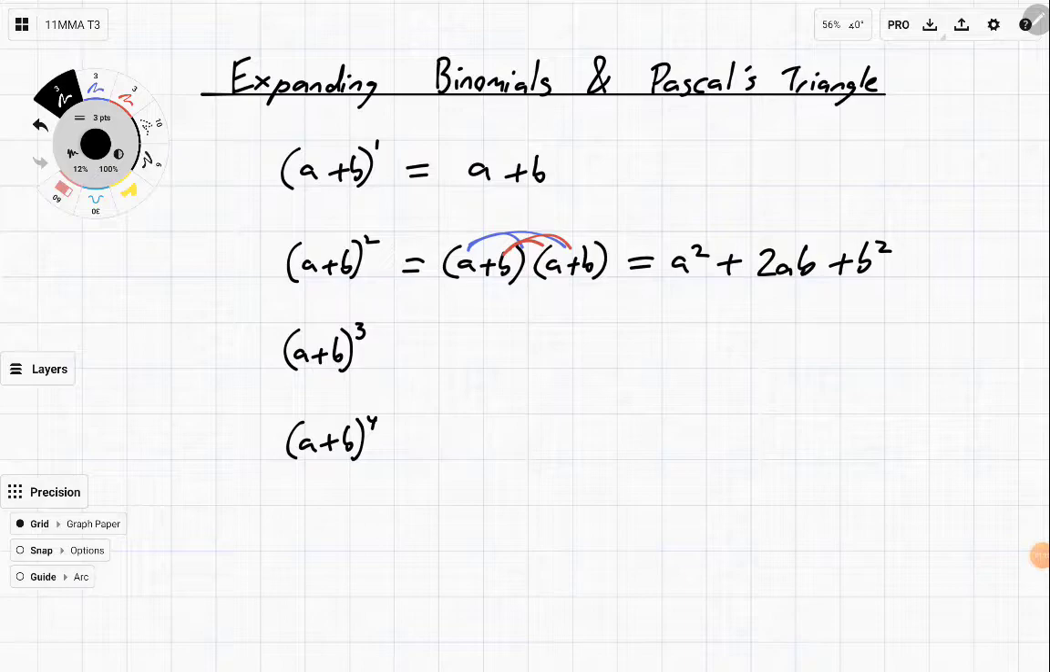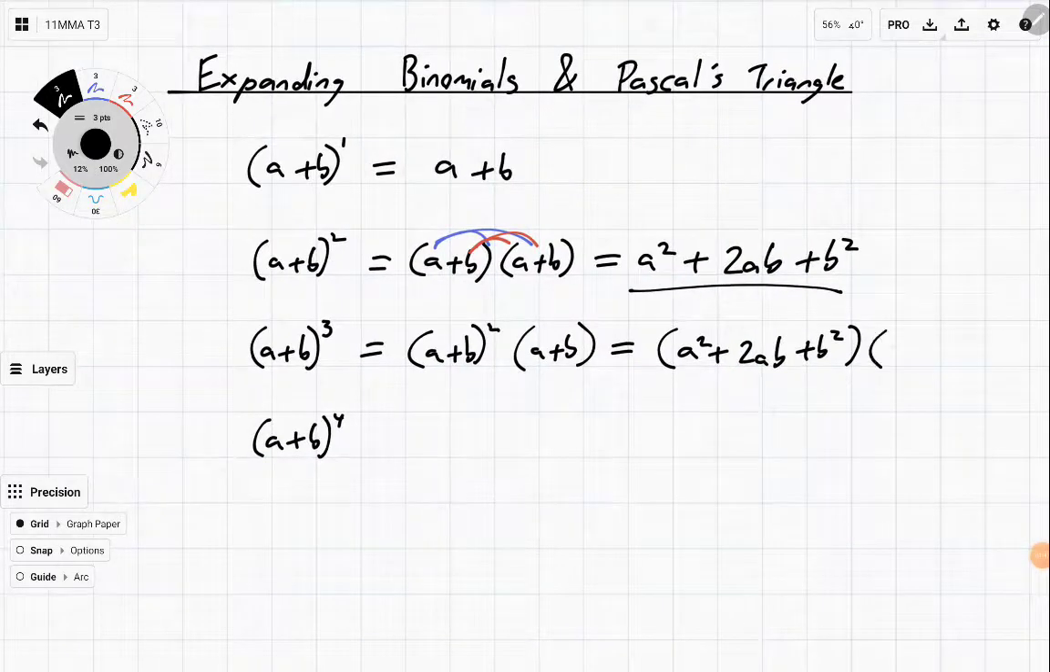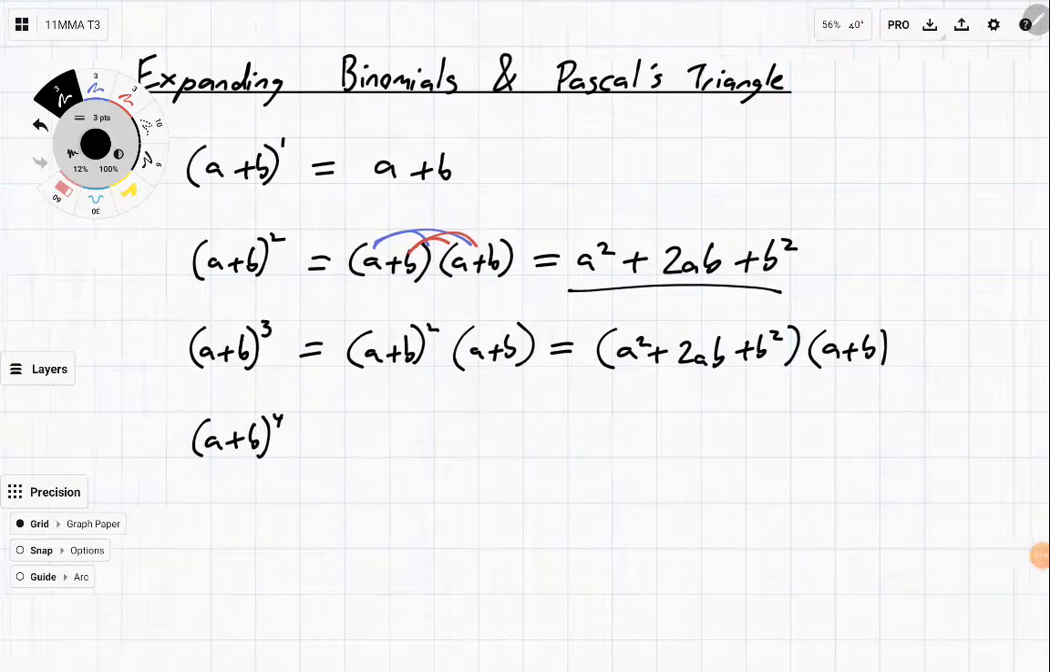For a plus b to the power of 3, well, that would just be the same as a plus b squared times a plus b. And we already know what a plus b squared is. That's this thing over here. So we can write this as a squared plus 2ab plus b squared, that's a plus b squared, times just a plus b. Okay? And now we can expand these brackets.